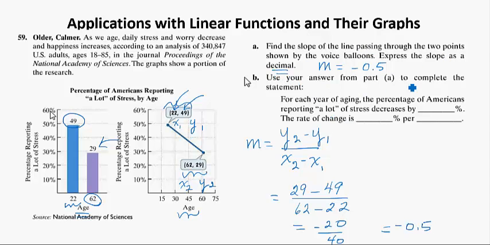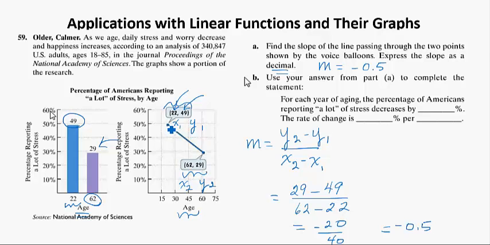And use your answer from part A to complete this following statement. Okay, so this is important. This is when you talk about what these numbers mean. For each year of aging. So what we really did was we found the rate, we used our slope as the rate of change. We actually found the rate of change.